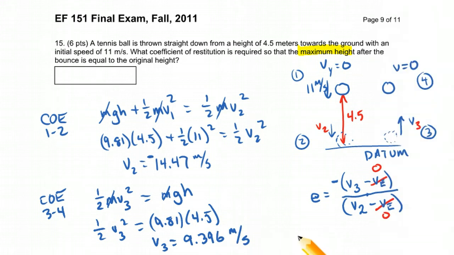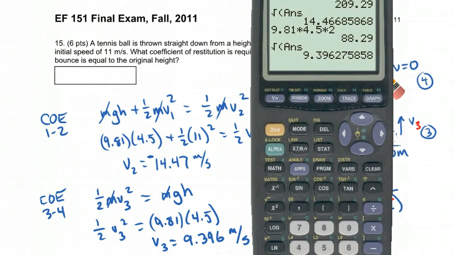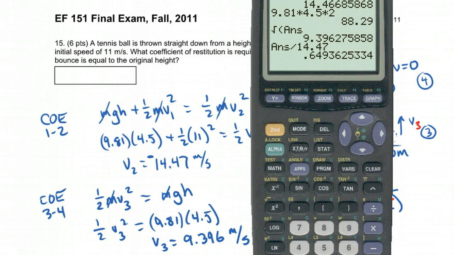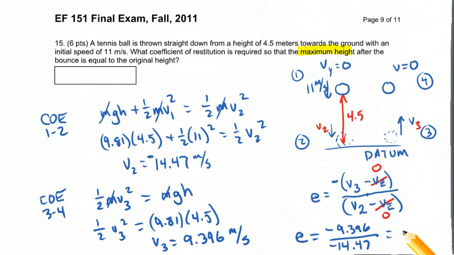Alright, so we can then calculate e from those two numbers. It's going to be a minus 9.396 over minus 14.47. So we'll take that number divided by 14.47, 0.649. e is unitless, it's a ratio of relative velocities, so final answer 0.649.